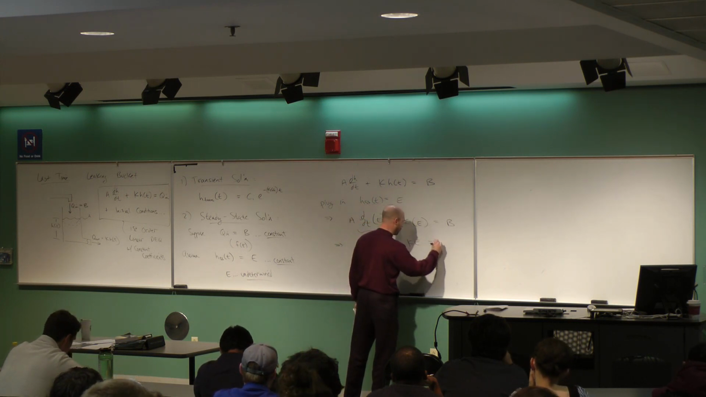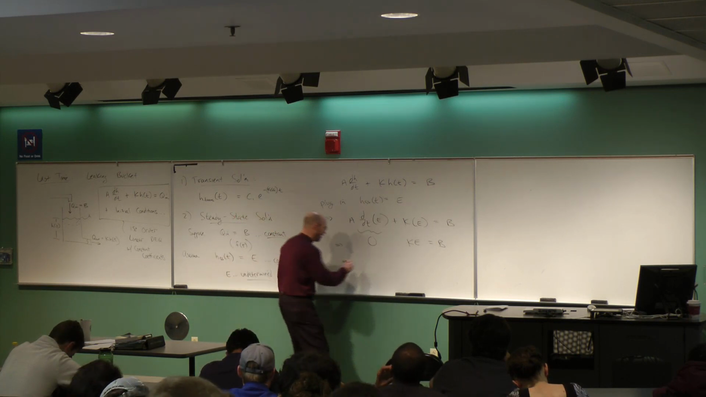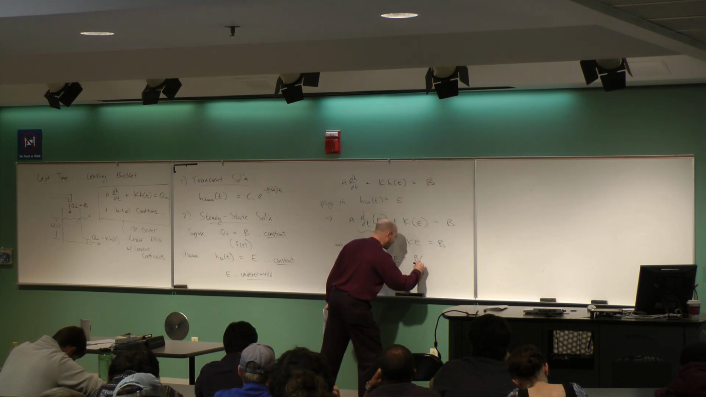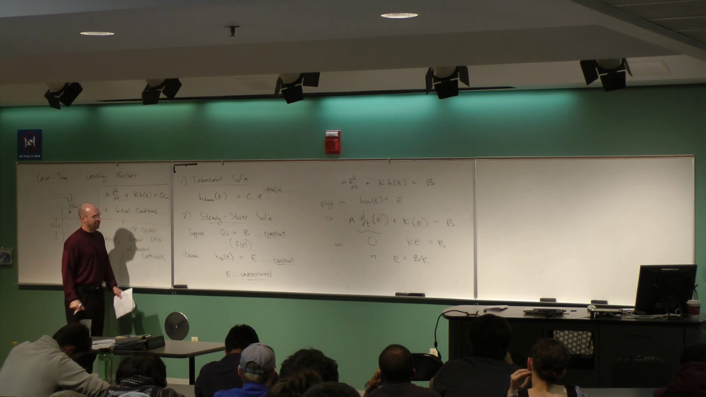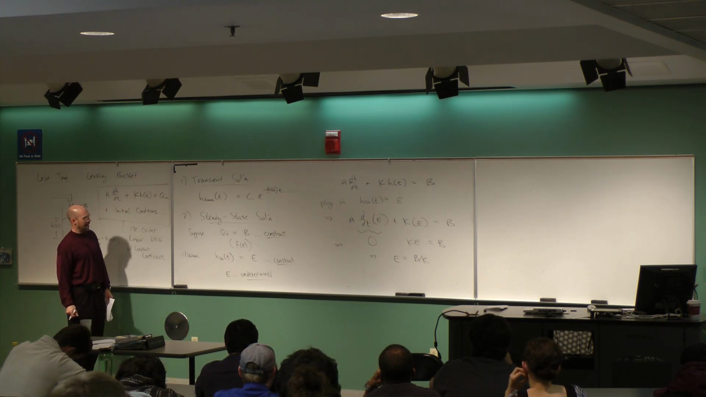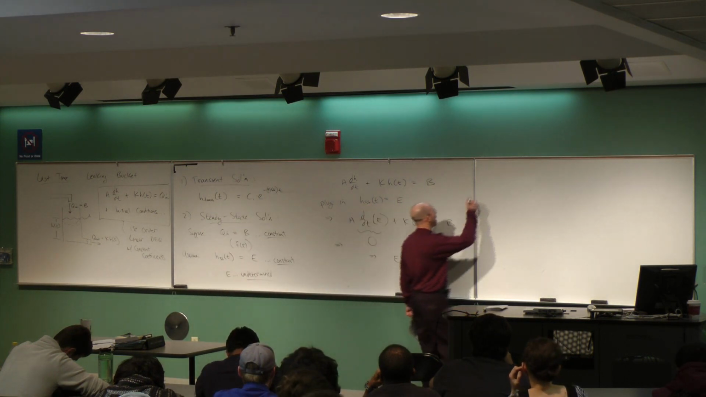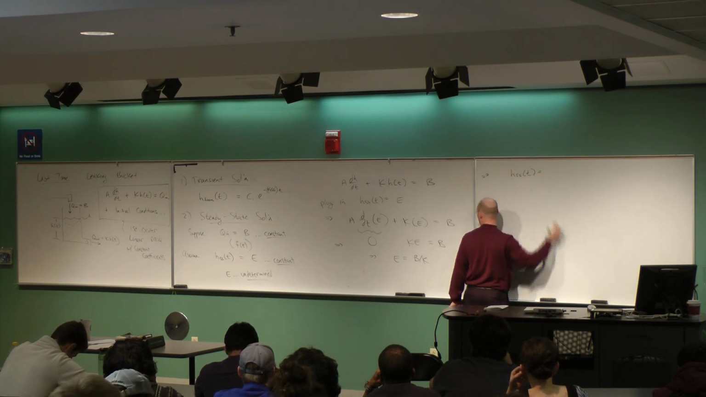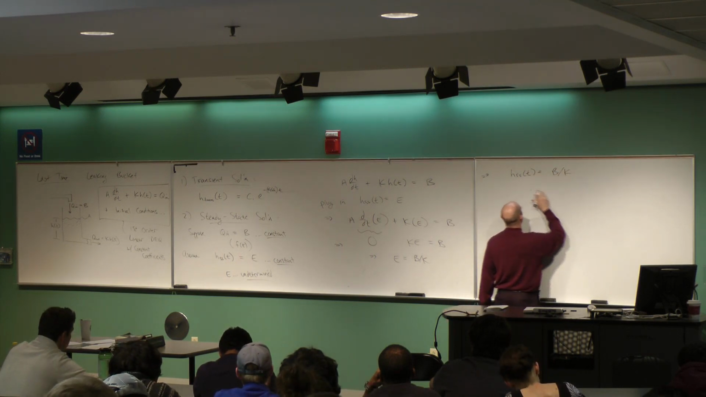kE equals B. What am I trying to solve for here? E. Okay, so according to this, E has to be what? Yeah, B over K. So the assumed solution was some constant E. I just figured out what E had to be. E has to be B over K. And so the conclusion is that I've got the answer for the steady state. h steady state is equal to E, which is B divided by K.